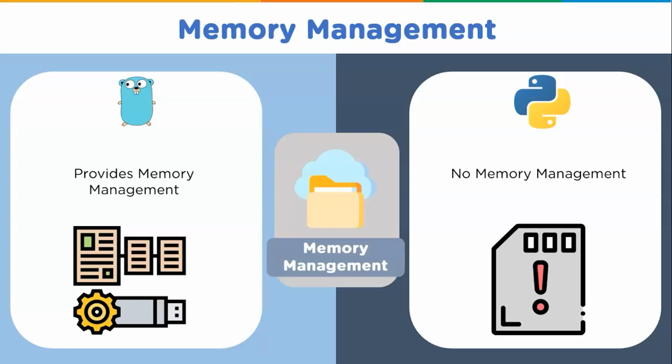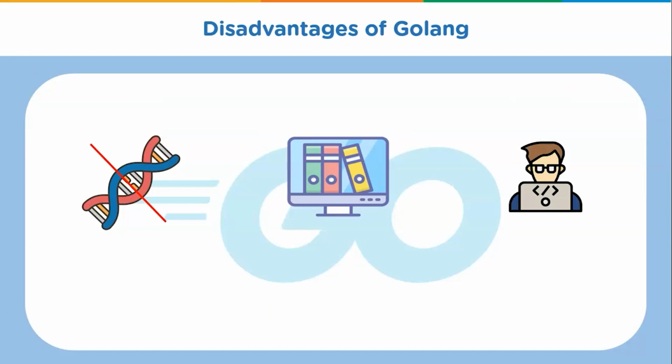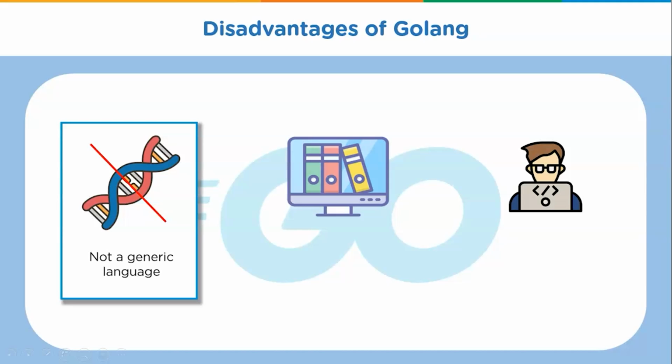Now we will look into a few drawbacks of the Go language. Firstly, it is not a generic language. Till now, Go does not have any generic support. This leads to repetition of code for the same type of operations but with different data types. Moreover, some data structures cannot be implemented due to lack of generic support.